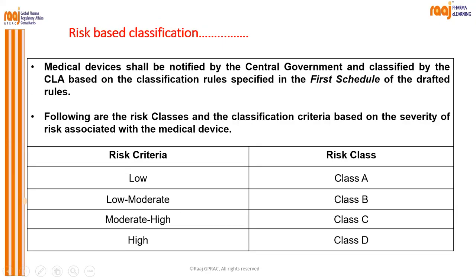So as I said, the categories are based on the risk. The medical devices shall be notified by the central government and classified by the CLA, that is Central Licensing Authority, based on the classification rules specified in the first schedule of the drafted rules. So following are the risk-based classes, class A, B, C and D. Class A has a low risk, class B has a low moderate risk, class C has a moderate to high risk, and class D will be designated as a high risk.